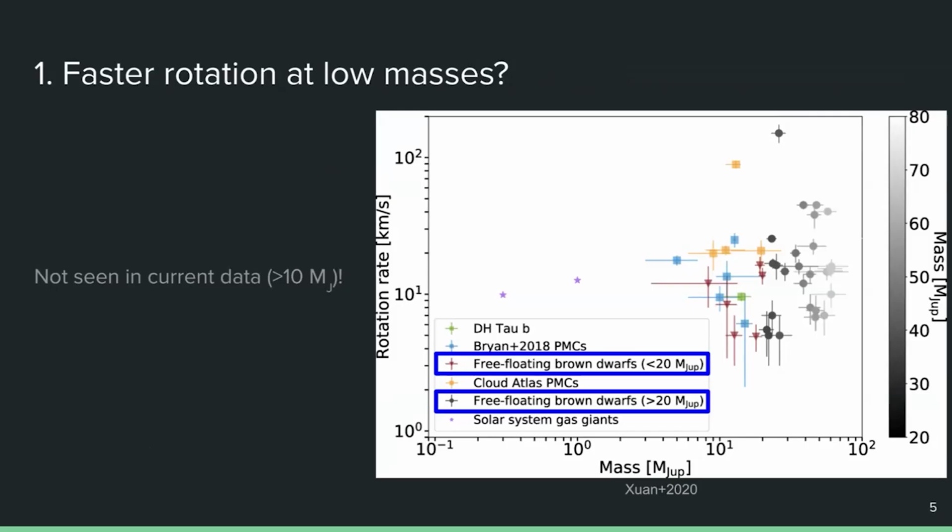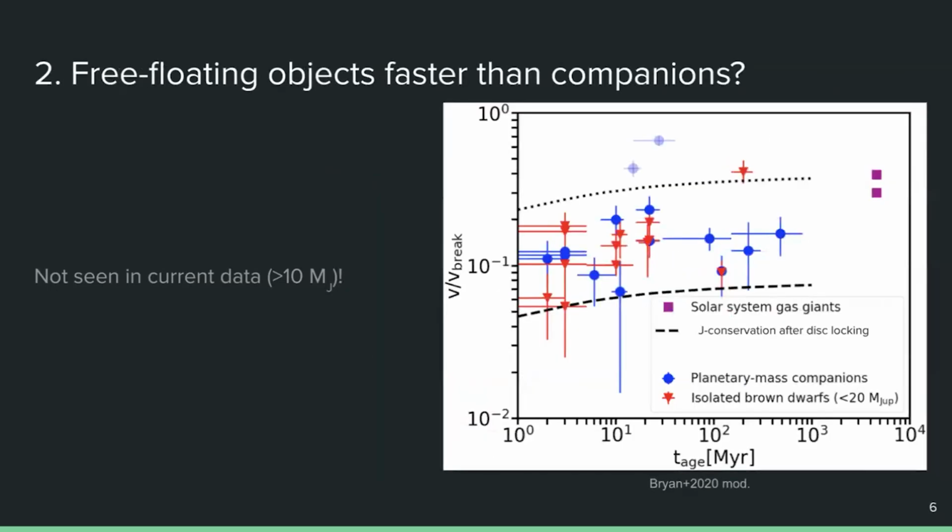Okay. As for the second observable, do free-floating objects rotate faster than companions? This is from Marta Bryan et al.'s 2020 paper. The blue objects are planetary mass companions, and the red objects are isolated objects under 20 Jupiter mass. All of these are under 20 Jupiter masses, and you can see that these are mixed in pretty thoroughly. We don't see a difference in the spin distribution of free-floating versus bound objects. Again, this is all objects under 20 Jupiter masses.